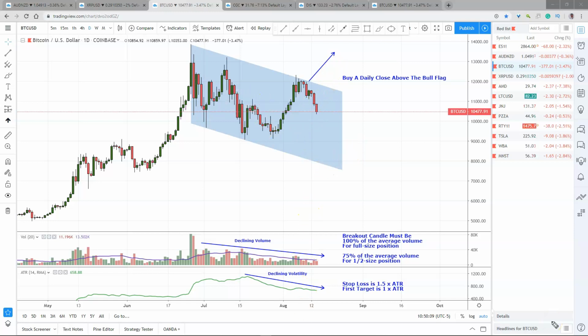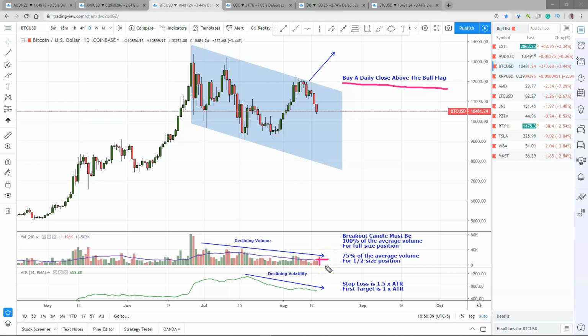As usual, the setup is simple. I like my setups to be simple. We will be buying a daily close above the bull flag. We want to see at least average volume on the breaking candle. So this line is the volume average. So whatever candle breaks to the upside, we want to see the volume bar at least reach this average.